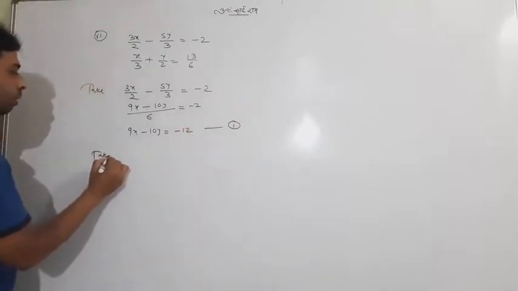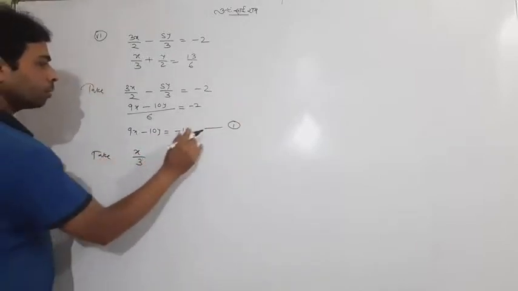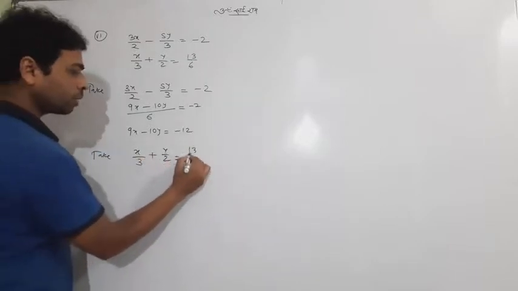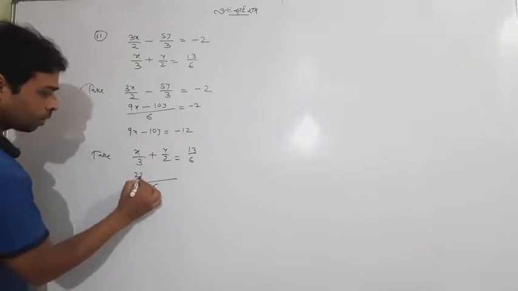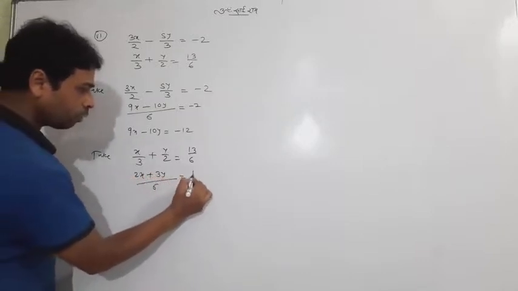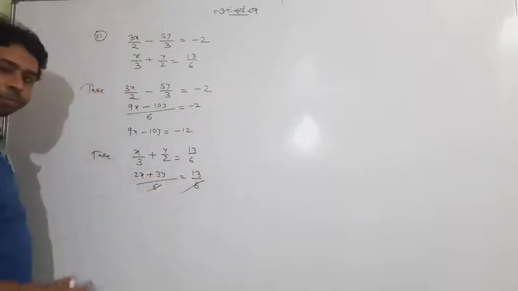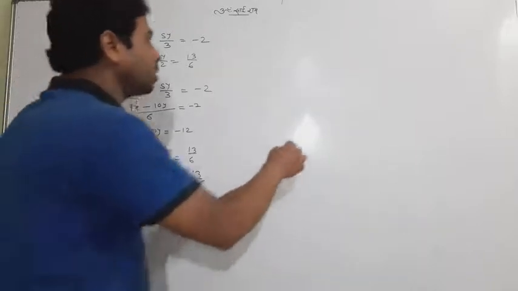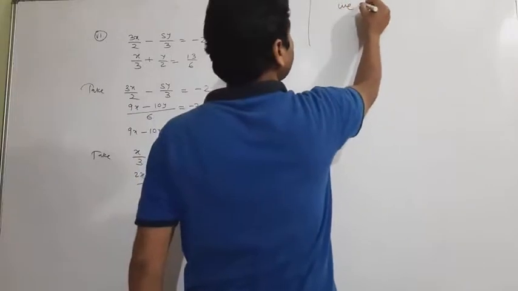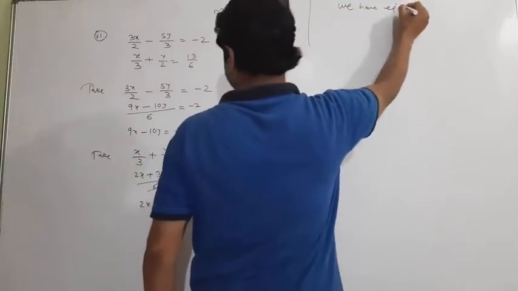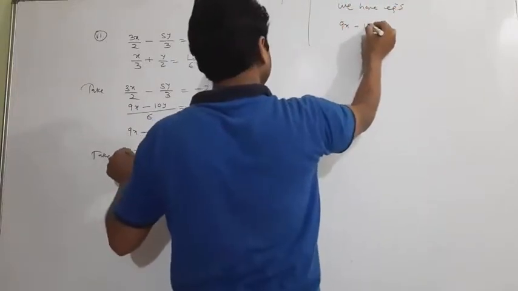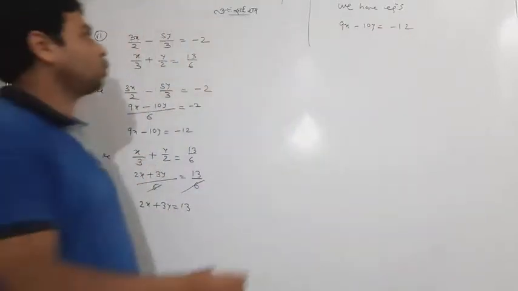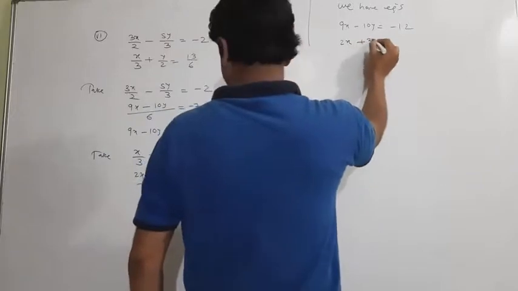Now take the equation x by 3 plus y by 2 is equal to 13 by 6. Take an LCM 6. 2x plus 3y is equal to 13 by 6. Cancel. What do we have? 2x plus 3y is equal to 13. Now what equations did we obtain? 9x minus 10y is equal to minus 12. This is first and this is second: 2x plus 3y is equal to 13.